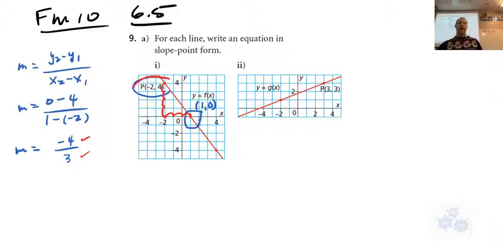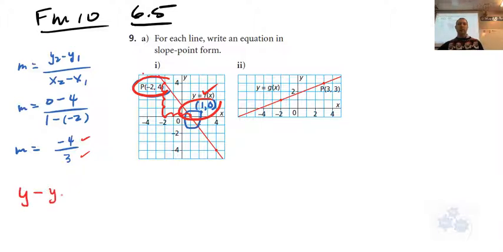For the point, you can take either point, this one or this one. And I know they're different, and so the equations will look a little different, but they will still describe the same line. Okay, that's important to note. They will still describe the same line. So I'll choose this one, (1, 0). That's pretty easy because it's got a 0 in it, so that's going to be good.